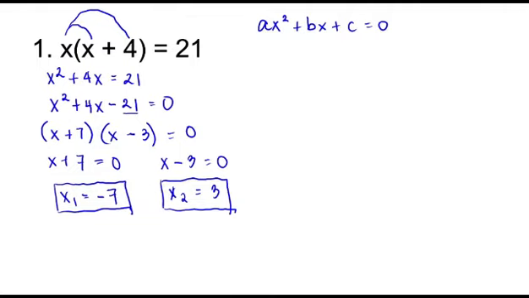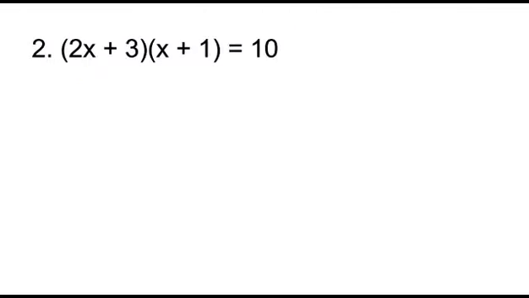Okay, let us proceed with the second example. In here, we are given quantity 2x plus 3 times quantity x plus 1 equal to 10. So obviously, we're going to use the FOIL method here. We multiply first 2x and x. Multiplying that, we have 2x squared, followed by, those are the first terms. The outer terms are 2x and 1.